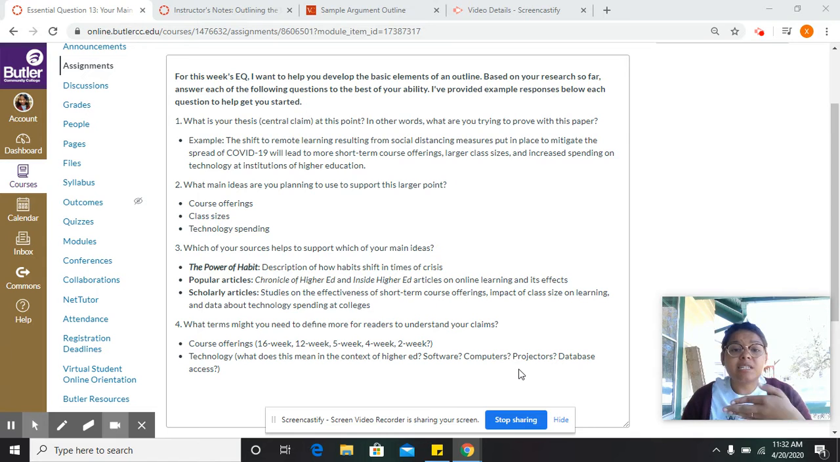So my working thesis at this point, if I were a student writing for this class, would be that the shift to remote learning resulting from social distancing measures put in place to mitigate the spread of COVID-19 will lead to more short-term course offerings, larger class sizes, and increased spending on technology at institutions of higher education.